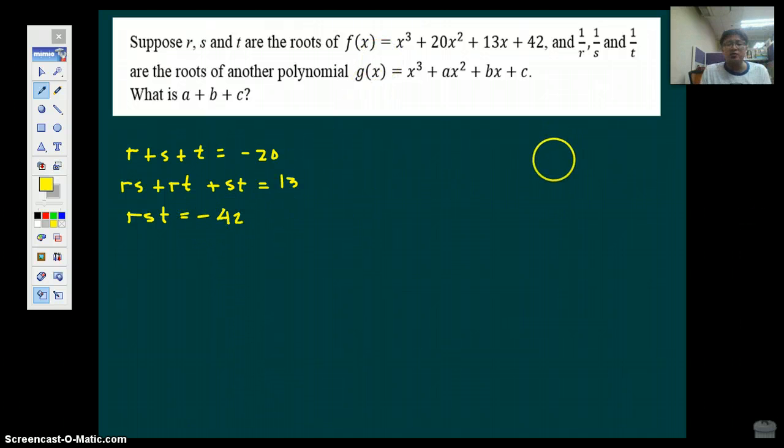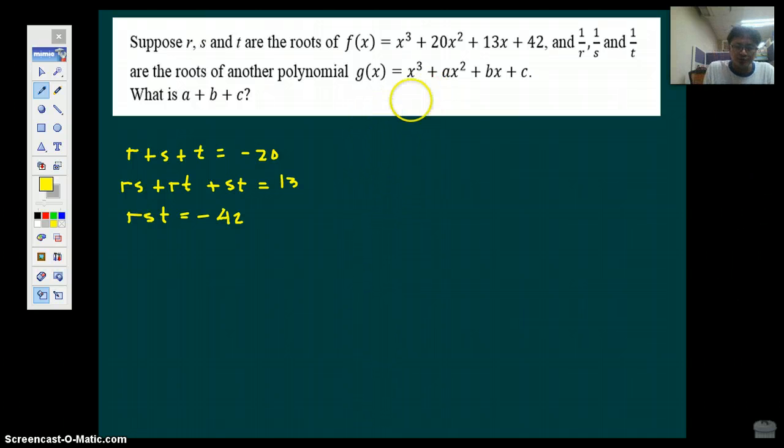Now, let's read the next condition. It says that 1 over r, 1 over s, and 1 over t are the roots of another polynomial g of x equals x cubed plus ax squared plus bx plus c. And the question here is, what is a plus b plus c? Of course, we need to find a, b, and c, so we can add and get the final answer.